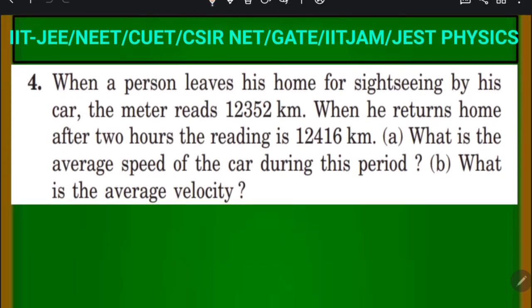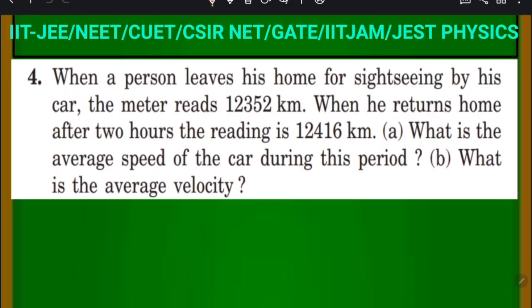When a person leaves his home for sightseeing by car, the meter reads 12,352 kilometers. When he returns home after 2 hours, the reading becomes 12,416. Means how much distance did they cover? Distance they cover, you do 12,416 minus 12,352, means they cover 64 kilometer. And displacement, you know, they reach the same point, so their displacement is 0.